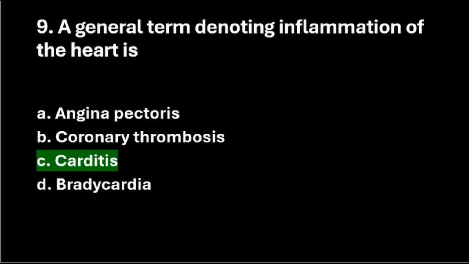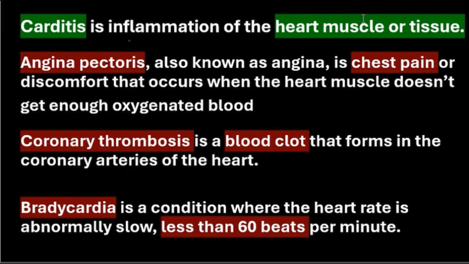Let us see the right answer. The right answer is carditis. Carditis is the inflammation of heart muscles or tissues. Angina pectoris is also known as angina. It is chest pain. When the heart muscle does not get enough oxygenated blood, this angina will happen. Coronary thrombosis is the blood clot that forms in the coronary arteries of the heart.